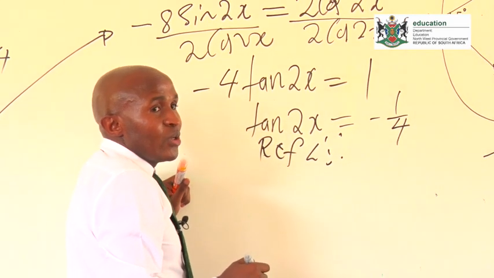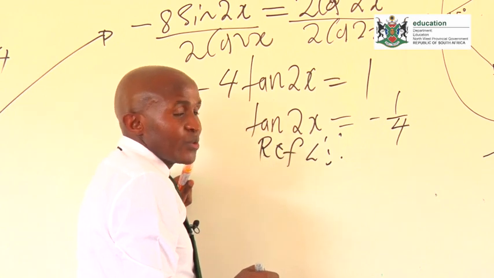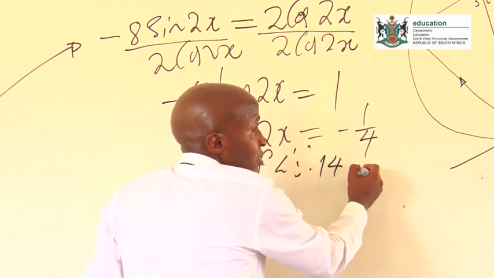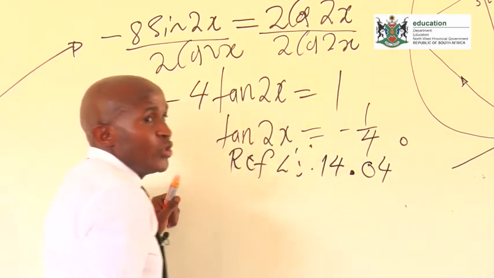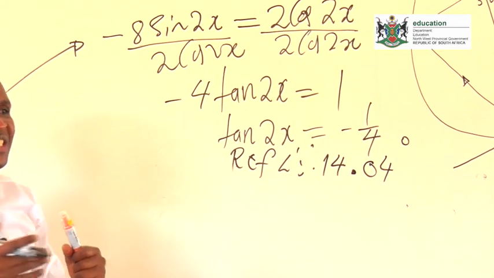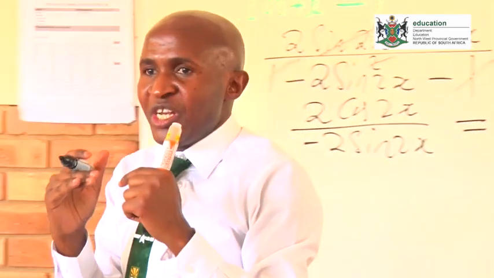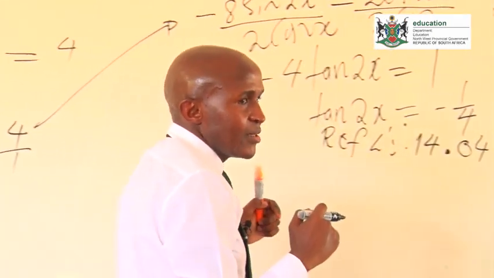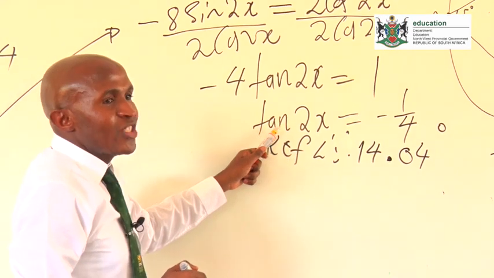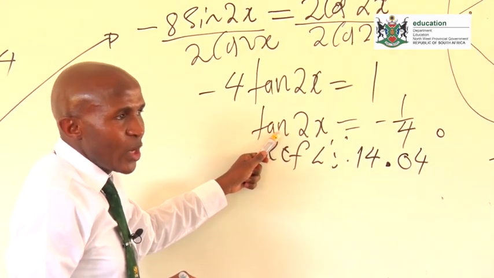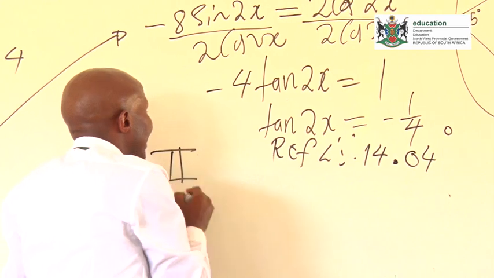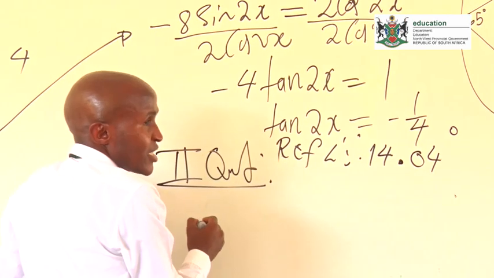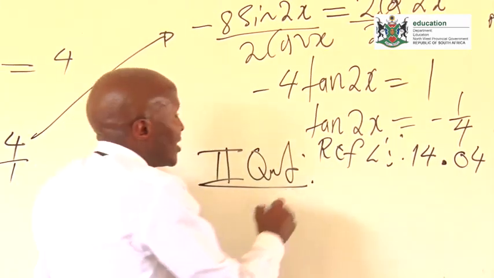It's going to be the inverse tan of 1 over 4. Tan arc 1 over 4 is 14.04 degrees, rounded off to 2 decimal places. Because it's tan, we can have only one solution. Don't include the negative. Now, I'm going to go to the quadrant where tan is negative, the second quadrant. Do you agree? I'm going to specify to the examiner the second quadrant.